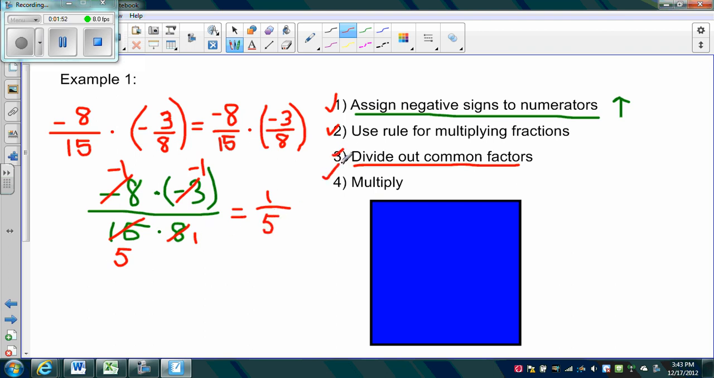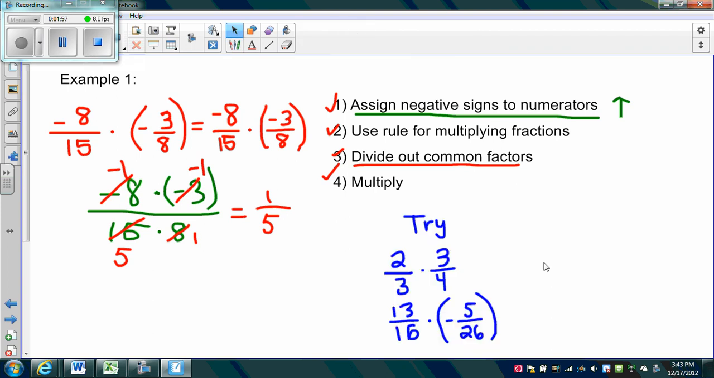So now we've completed all of the steps. Go ahead and try these two examples below using these steps and see if you can get the right answer. If you do all this dividing out the common factors, you will always get it in simplest form.